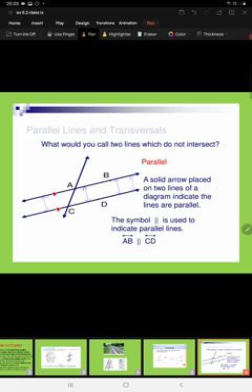If I extend these lines AB and CD in this way, the distance between them will remain the same. They will not meet. So this is the reason parallel lines are supposed to meet at infinity, and these are called parallel lines. A solid arrow placed on these two lines of a diagram indicates the lines are parallel. So this is the way to show two lines are parallel if we draw arrows over them. And the symbol parallel is used to indicate the parallel lines.